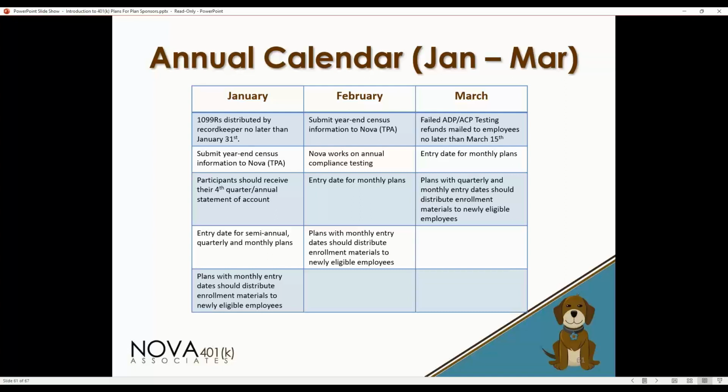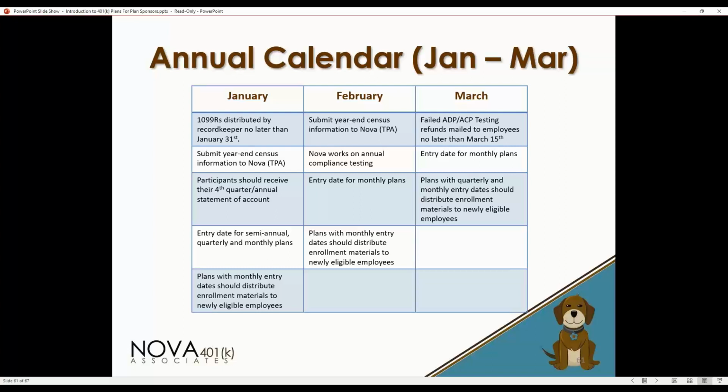Also in January, NOVA is going to start sending out the data requests for the census data that Christine had talked about. That census data is necessary for us to complete the annual compliance and testing for the plan, for the annual plan year. So it's important that you get that data to us as soon as possible. First in, first out. The sooner you can get the data to us, the sooner we can get it back to you and get any results and calculations to you.